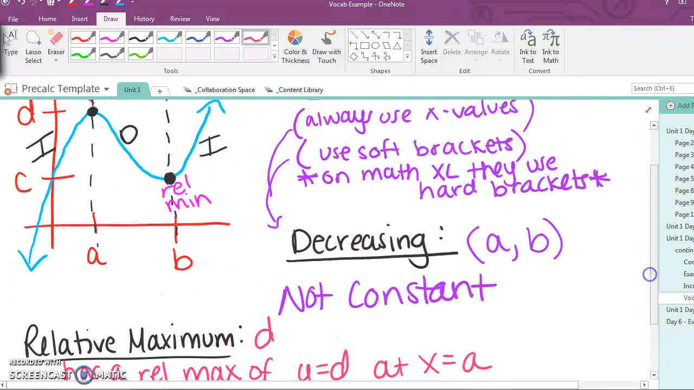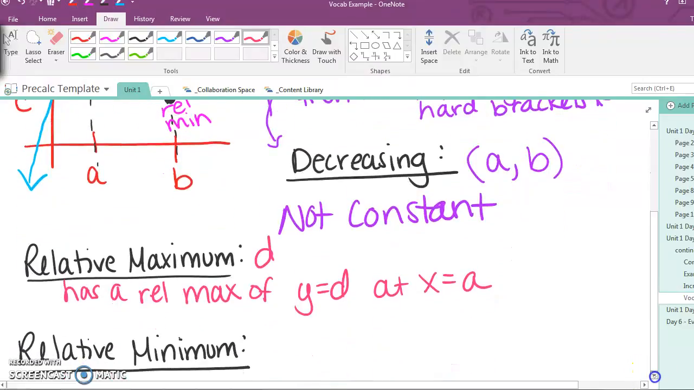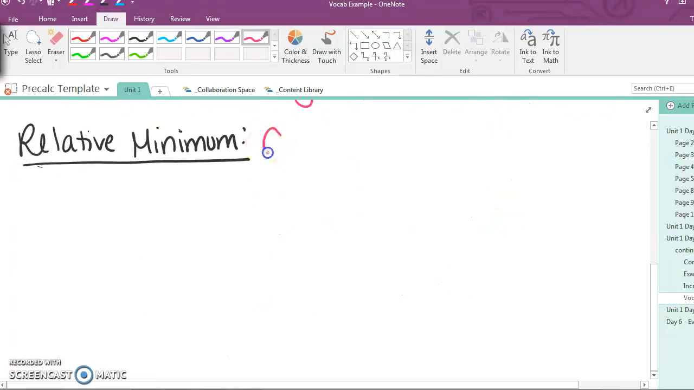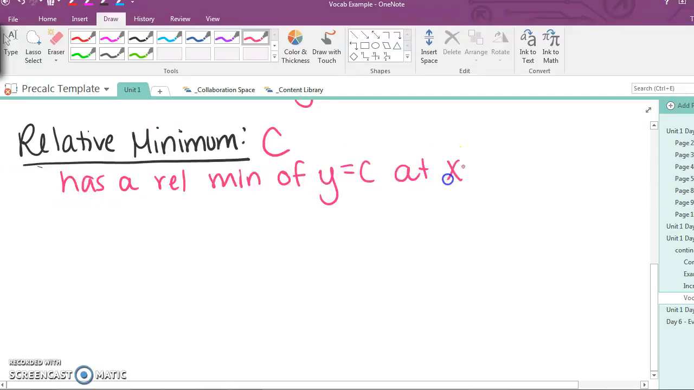And then our relative min, if I look up here, is at the y value of C. So the relative minimum would be C. Or I could also say has a relative min of y equals C at x equals B.